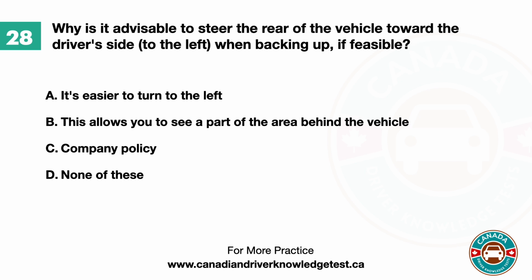Question 28. Why is it advisable to steer the rear of the vehicle toward the driver's side, to the left, when backing up, if feasible? A. It's easier to turn to the left. B. This allows you to see a part of the area behind the vehicle. C. Company policy. D. None of these. The answer is B. This allows you to see a part of the area behind the vehicle.